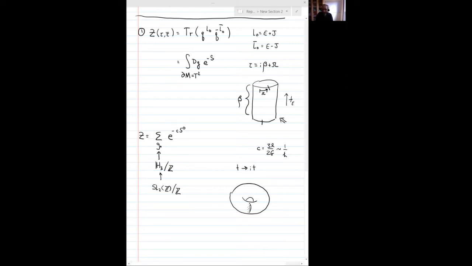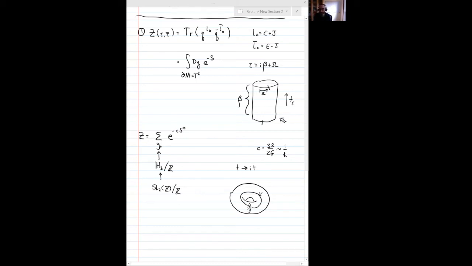So for example, there's another solid donut, which is given not by the inside of the torus I've drawn here, but by the outside of the torus. And that's a solid donut where this cycle is contractible. Now, what is the physical interpretation of that geometry? Well, the cycle that I have drawn here is Euclidean time.